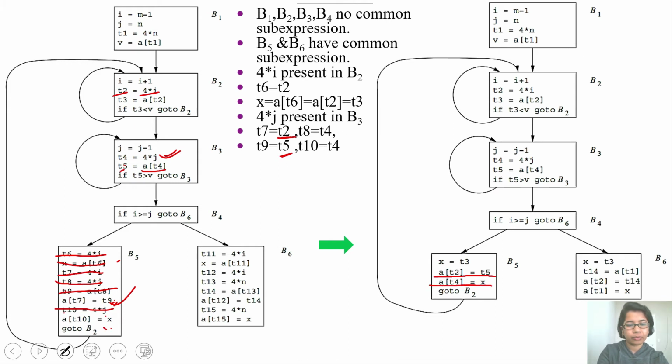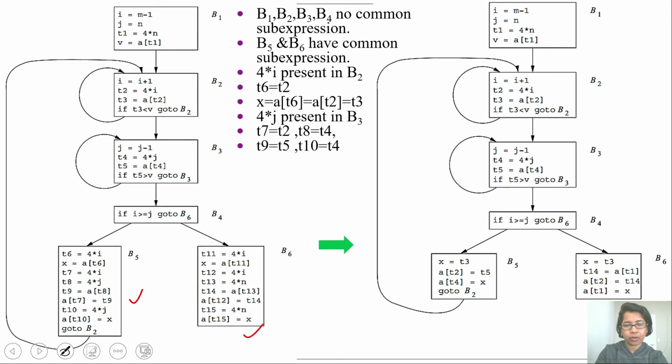Next statement, go to block 2. It will be as it is. So previously there were 1, 2, 3, 4, 5, 6, 7, 8, 9 statements. Now there are just 4 statements. We optimized block 5 using the previous blocks. So this is a global common sub-expression elimination.